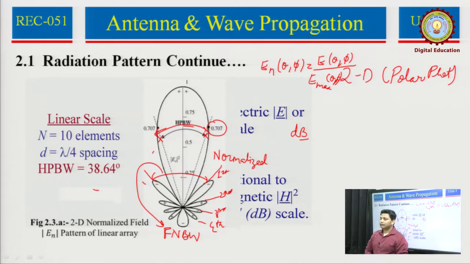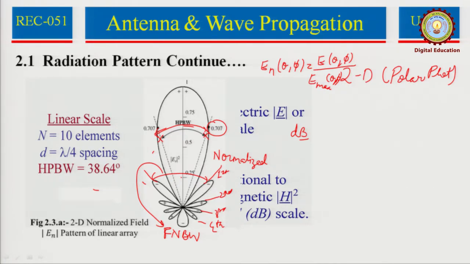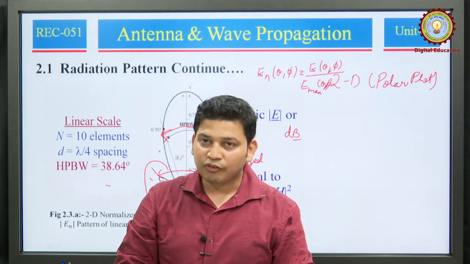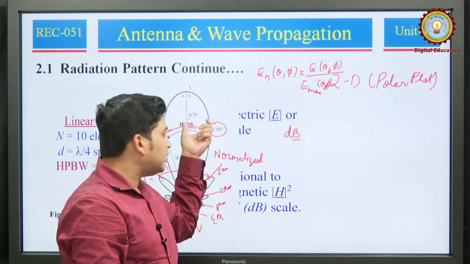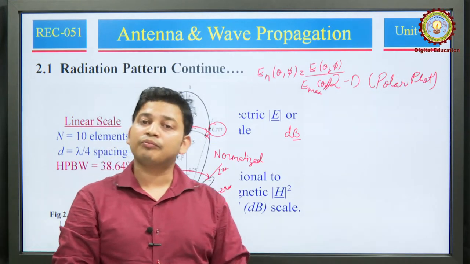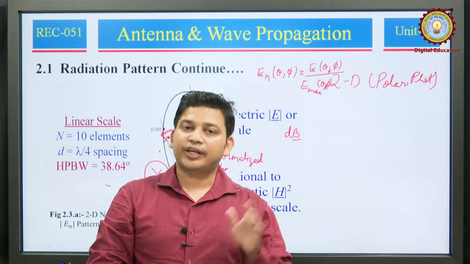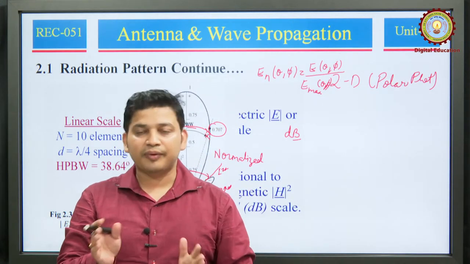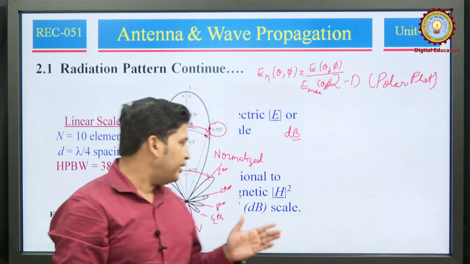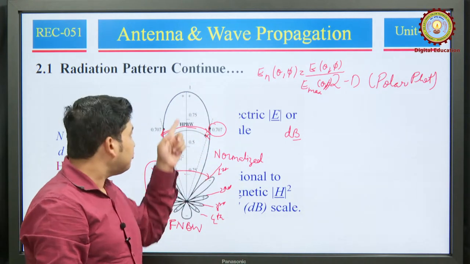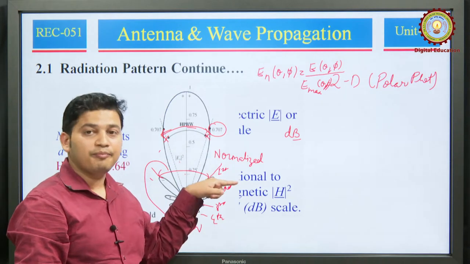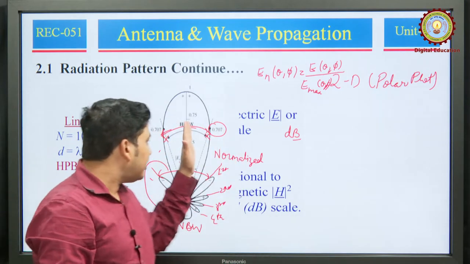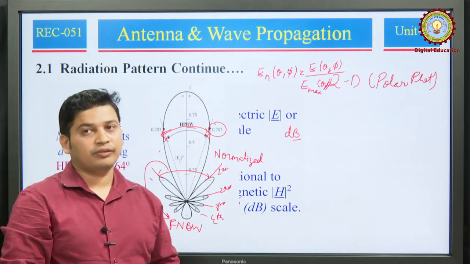Okay. So, again, half power beamwidth and first null beamwidth. What is half power beamwidth? Half power beamwidth is the separation of angle at which the power drops to a level of 3 dB. Whereas first null beamwidth is nothing but the separation of angle between the first nulls, which are adjacent to the main lobe or major lobe. So, this way we can distinguish between half power beamwidth and first null beamwidth.